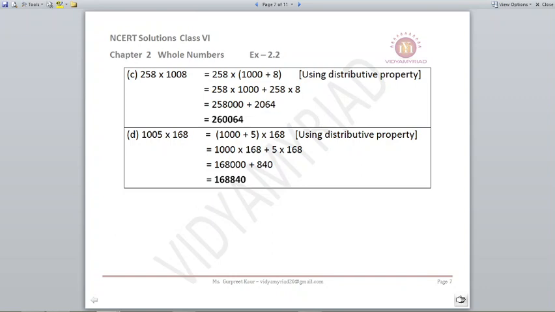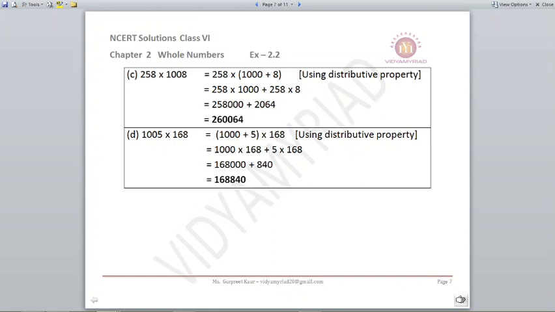C part, 258 into 1008. So again it will be 1000 plus 8 in the bracket. Open the bracket. So 258 into 1000 plus 258 into 8. Just multiply 258 into 8. You get 2064. Add it and your final answer is 260064.